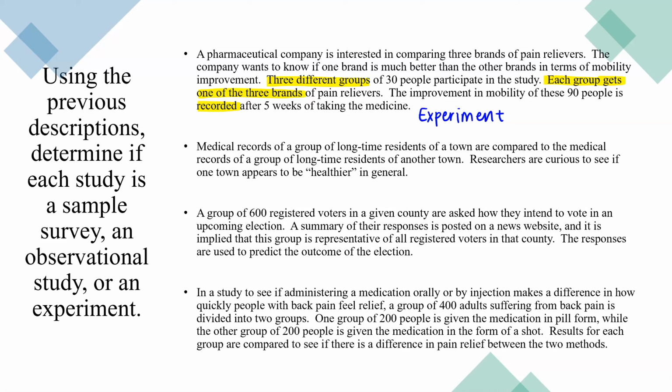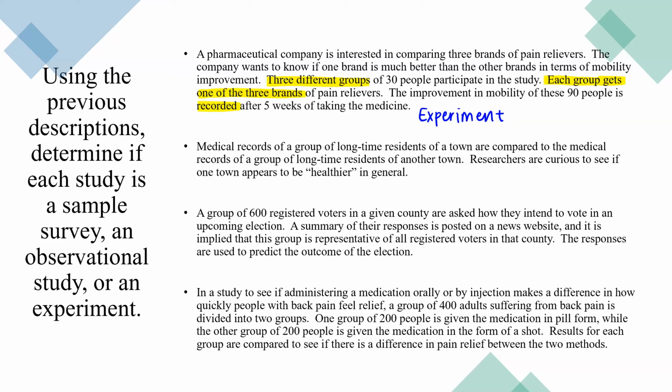Example 2. Medical records of a group of longtime residents of a town are compared to the medical records of a group of longtime residents in another town. Researchers are curious to see if one town appears to be healthier in general.